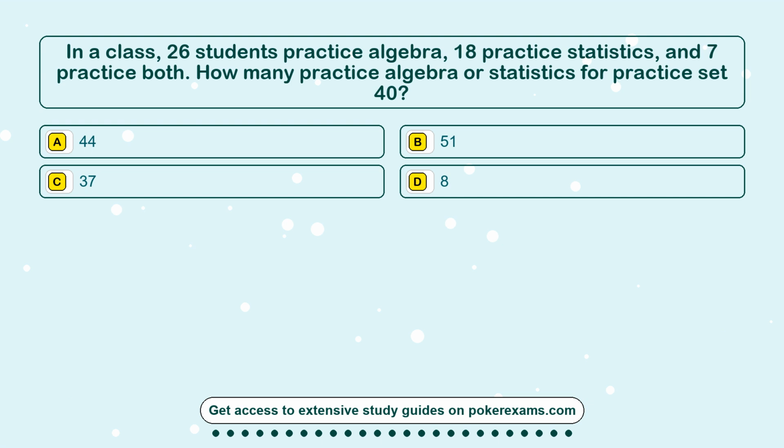Question 24. In a class, 26 students practice algebra, 18 practice statistics, and 7 practice both. How many practice algebra or statistics for practice set 40? Option A 44. Option B 51. Option C 37. Option D 8.